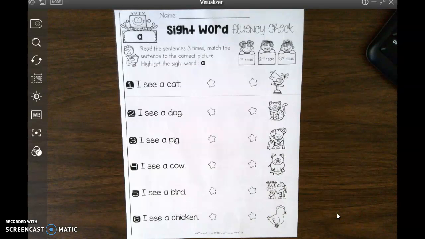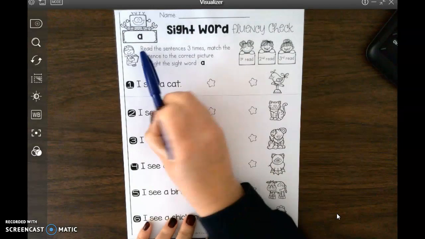Hello, kindergarten. We're going to do some more sight word practice today. Today we're going to be working with the sight word A.